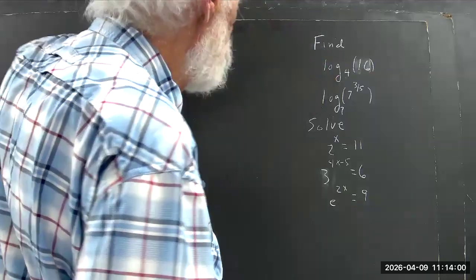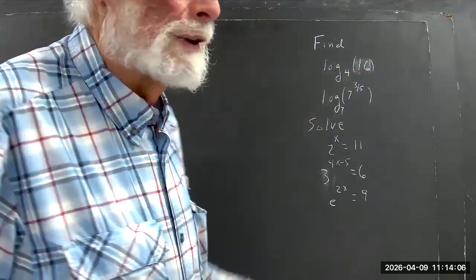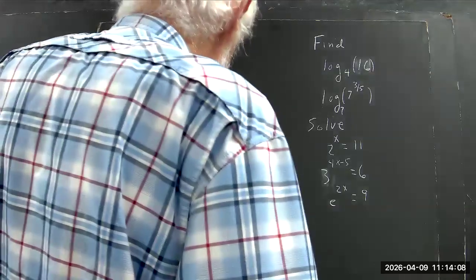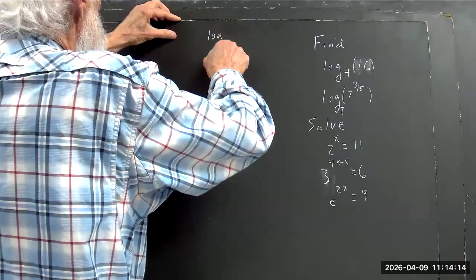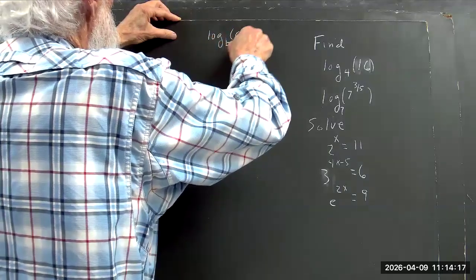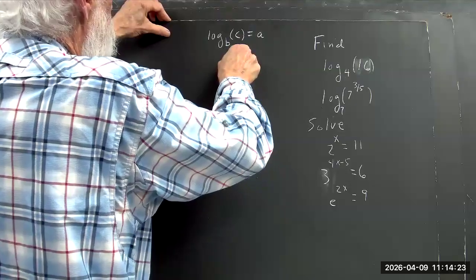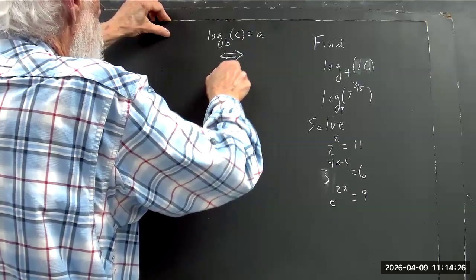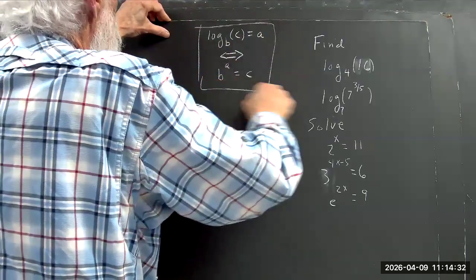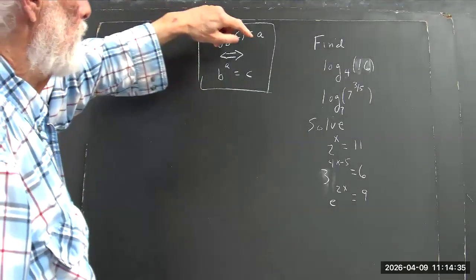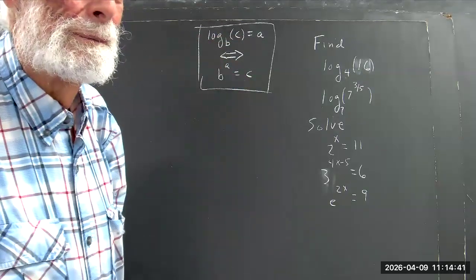Okay, so we have log base 4 of 16. What does that mean? That means what power do you raise 4 to in order to get 16? Now, there's an equivalence here. Log base b of c equals a is equivalent to b to the a equals c. So this tells you that a is the power you got to raise b to in order to get c.